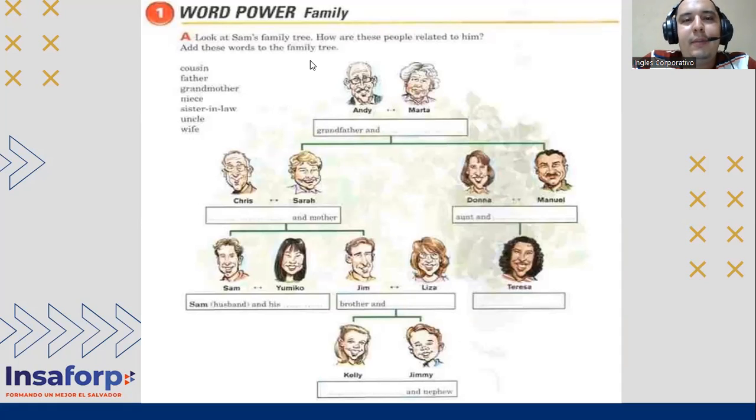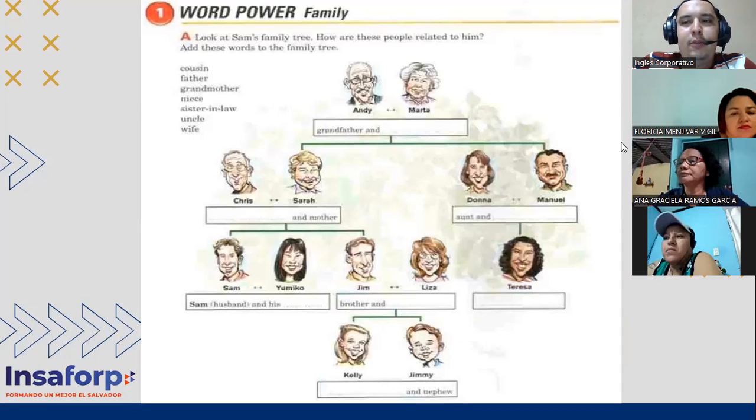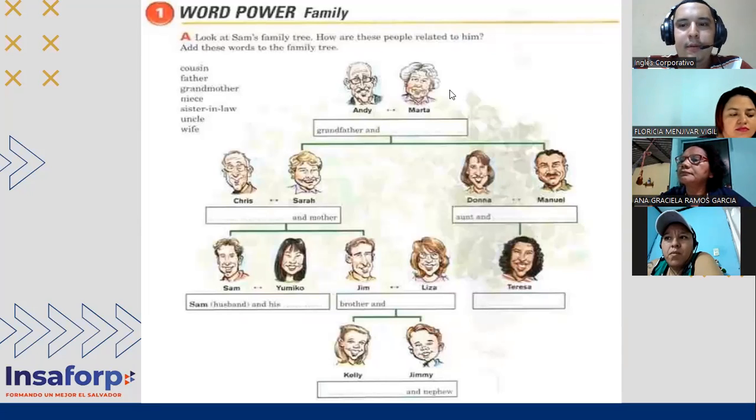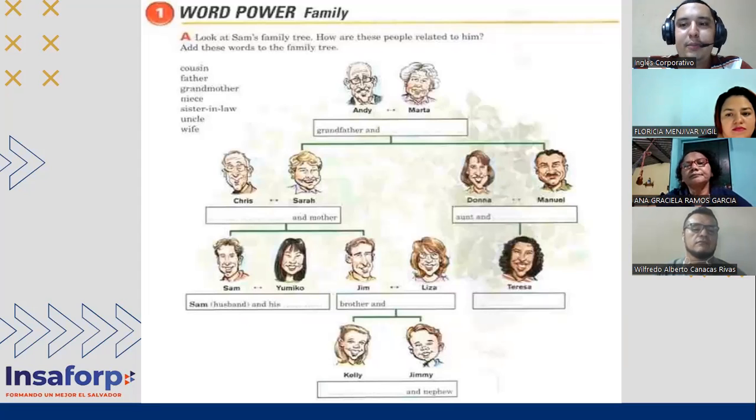Okay, guys, have you heard about the family tree? The famous family tree. It's heard everywhere. Who do we have here in the upper part? Grandparents. Those are the grandparents, the older ones. Okay, guys, this is a small family tree.